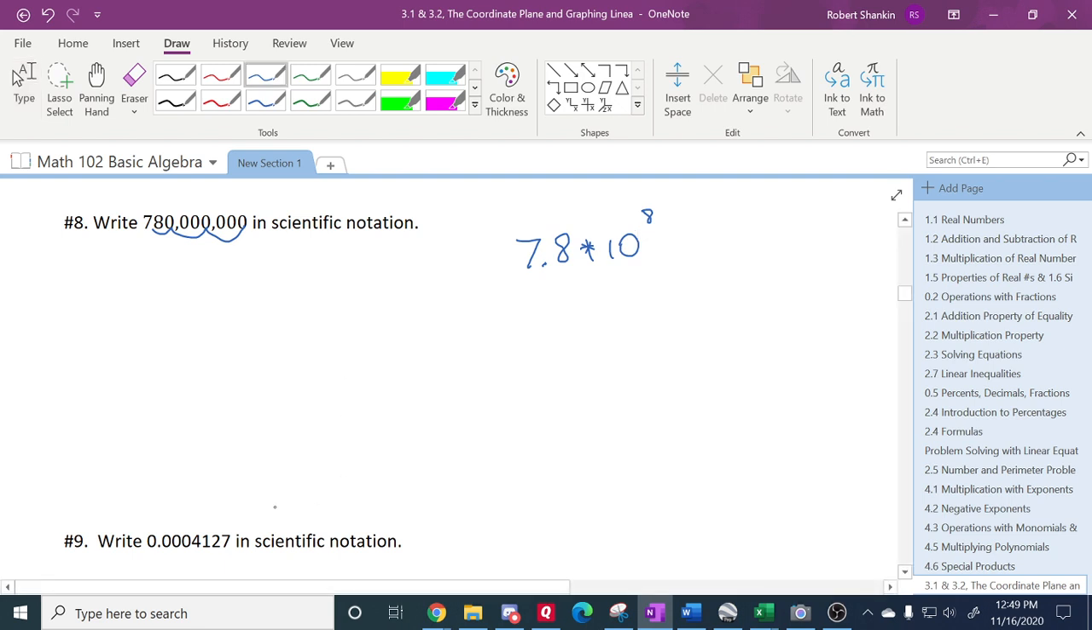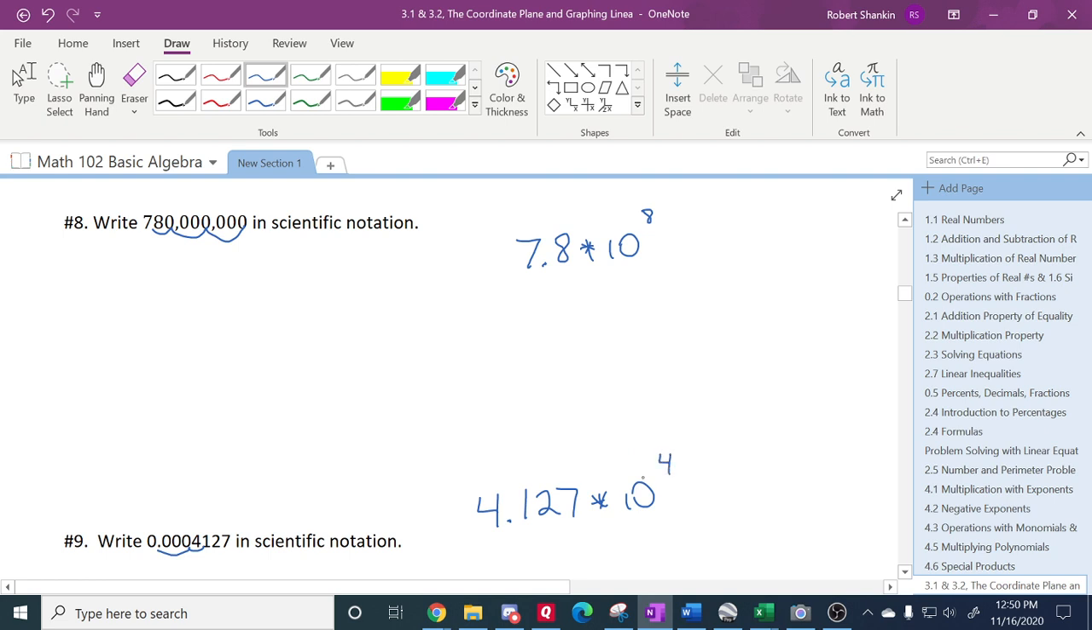Alright, so this one, we got to move that decimal point so it's just to the right of the first non-zero number. And then I figure out how many places I have to move it. I had to move it 3 places and then 1 more, 4 places.